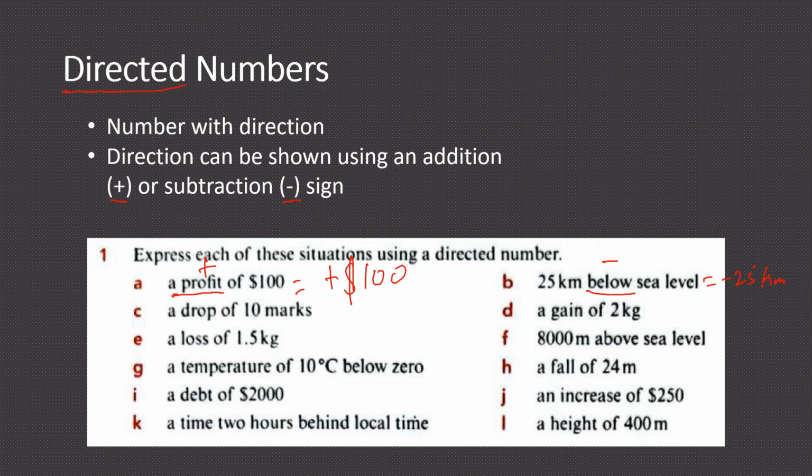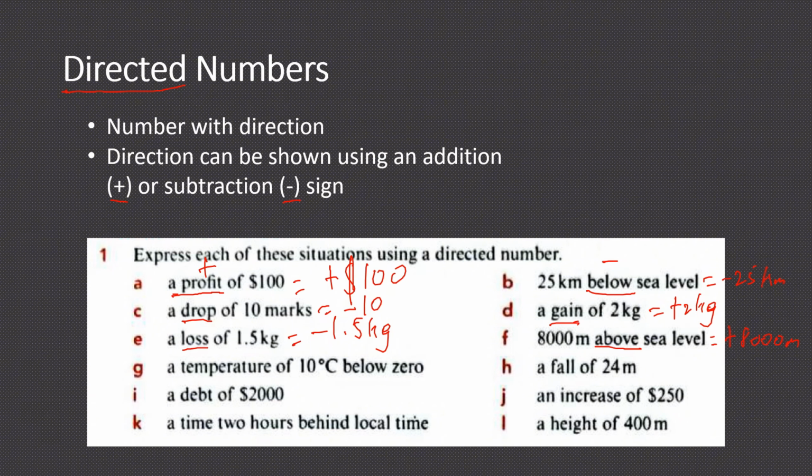C, a drop of 10 marks. A drop is used to show going down, which is the same thing as the negative sign, and so that would equal minus 10. D shows a gain of 2 kg, and a gain is used to show a positive rise, so that would equal plus 2 kg. E shows a loss of 1.5 kg. Loss is used to show minus, so that would equal minus 1.5 kg. F shows 8,000 meters above sea level. Above shows positive, which means rising, and so the answer here is plus 8,000 meters.